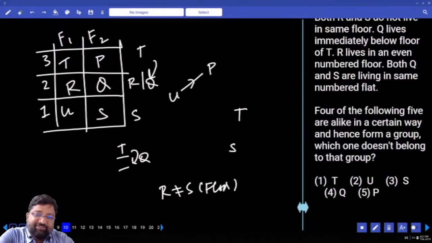4 of the following 5. T is on the third floor. U is on the first floor. S is on the first floor. Q is on the second floor. P is on the third floor. 1 and 3 floors are odd number floors, whereas Q is living on an even numbered floor.